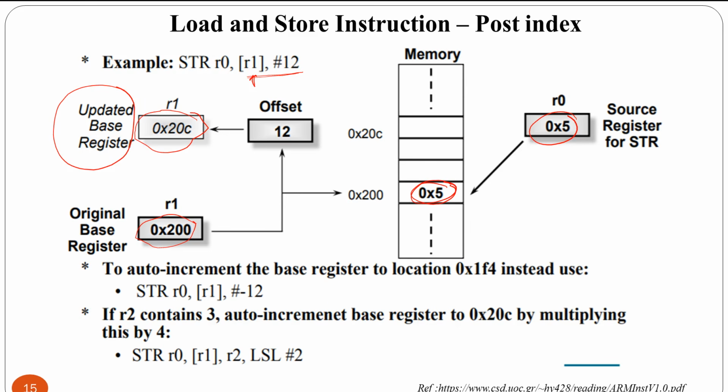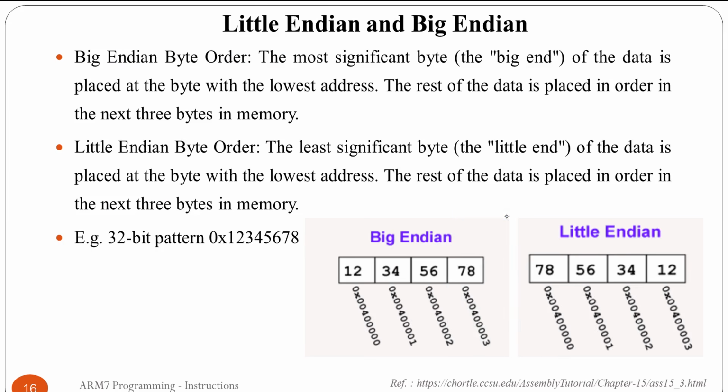To auto increment the base register to location 0x14, introduce this -12. So again, same concept: suppose you want to go to a lower location from this particular base location, you can use -12, or a minus number, inside the instruction. Now the next important thing is little endian and big endian.